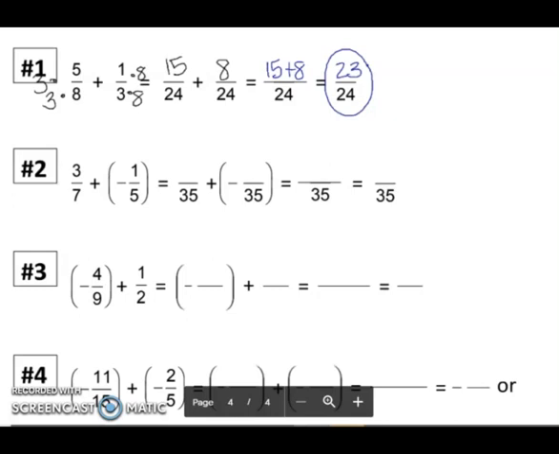Number 2, I have 3/7 plus negative 1/5. So common denominator is 35. I would multiply the bottom and the top by 5, so this is 15 over 35. Multiply the second fraction by 7, so this is negative 7 over 35. So put the numerators together, 15 plus negative 7. Since those have opposite signs, I'm going to subtract and take the sign of the higher absolute value. So I'm going to have positive 8 over 35, and that does not reduce.